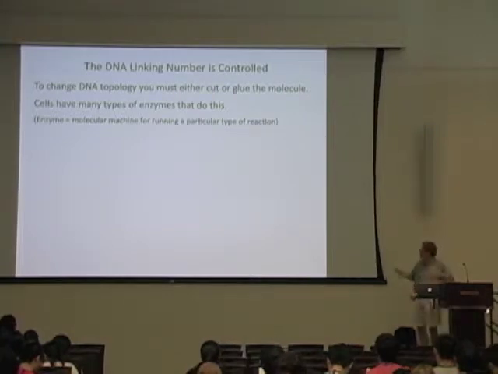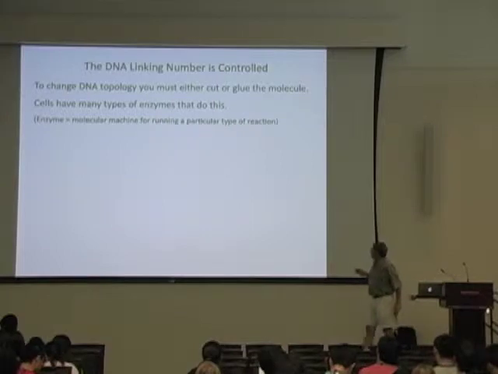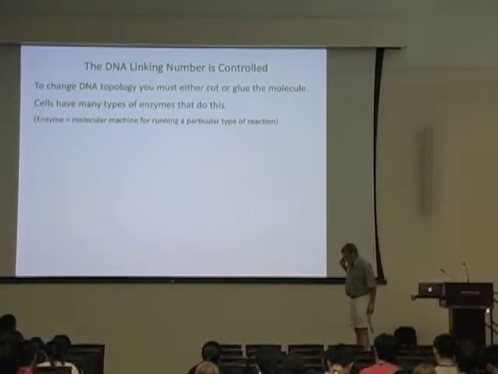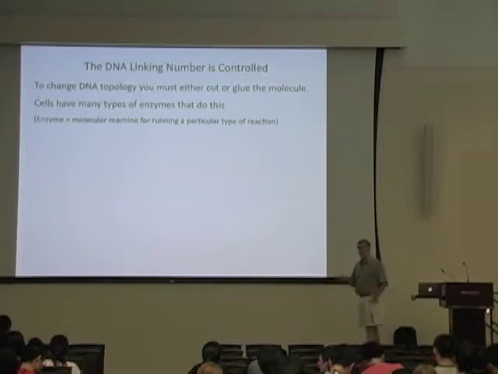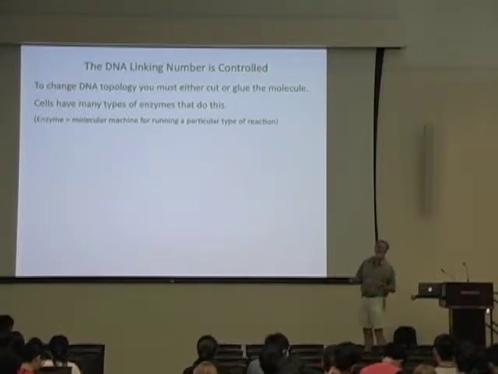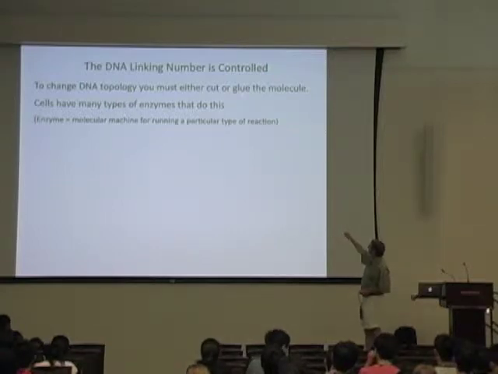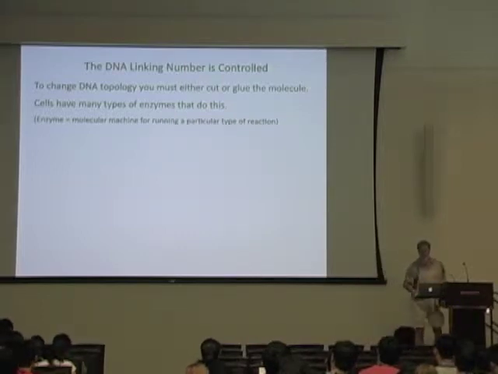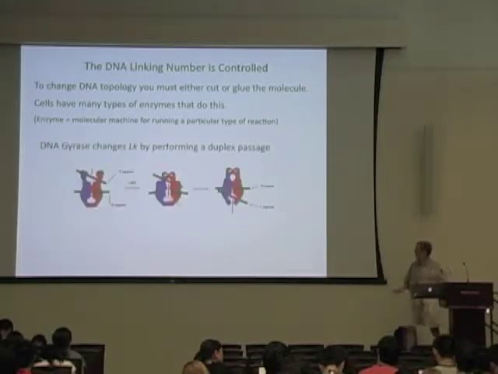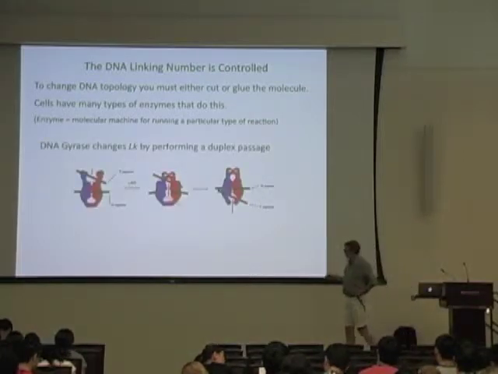Okay, now the linking number is a controlled quantity. It's a topological invariant, so as long as you don't change the topology, the linking number is the same. So if you want to change the linking number, you have to either cut or glue. You have to do one of these forbidden operations on the molecule. And there are a lot of enzymes, which are little molecular machines that do specific jobs, that do these sorts of things. This one is called DNA gyrase.